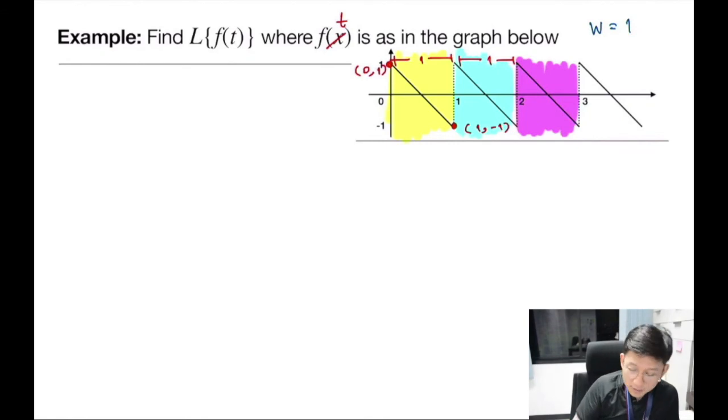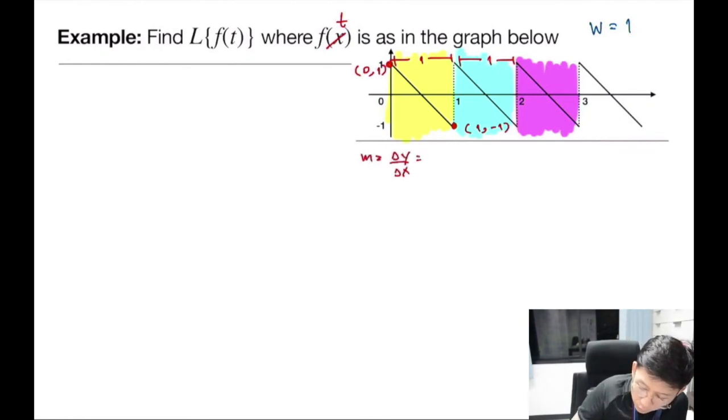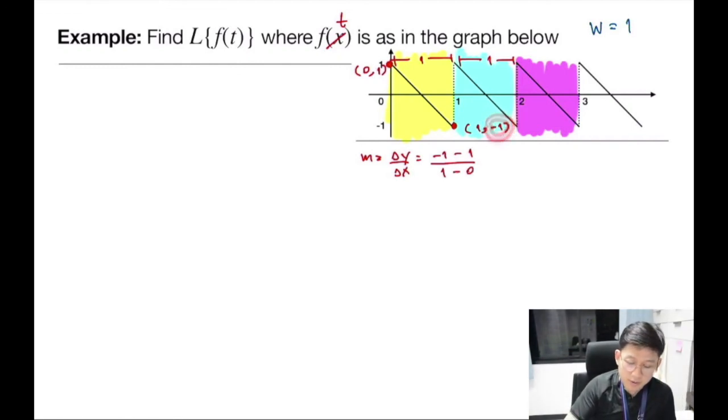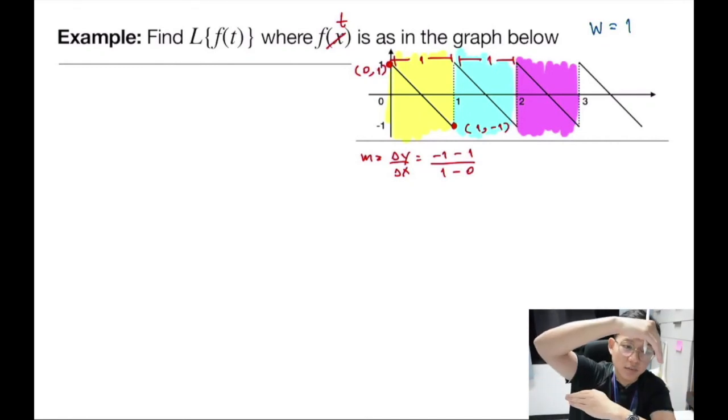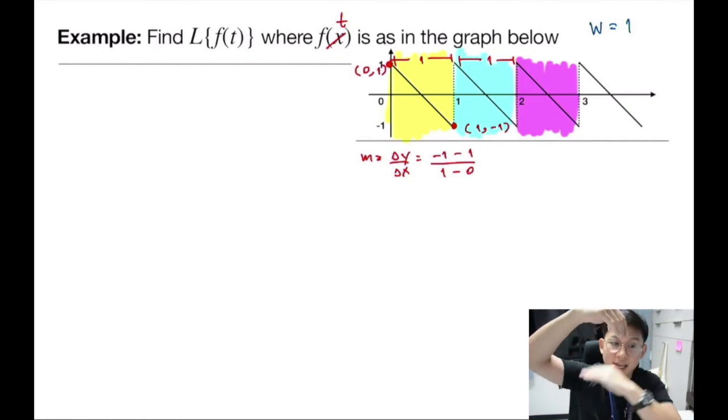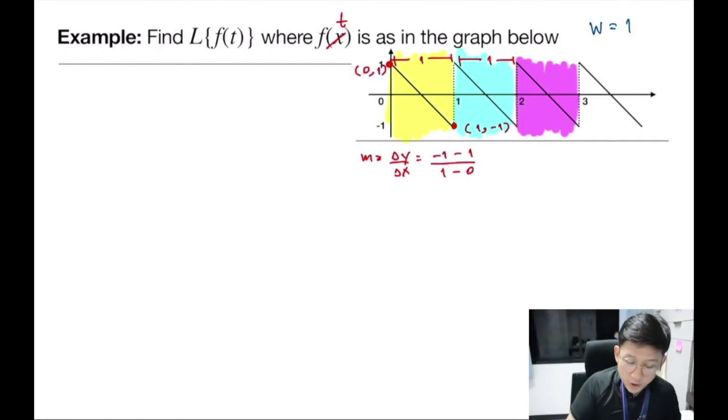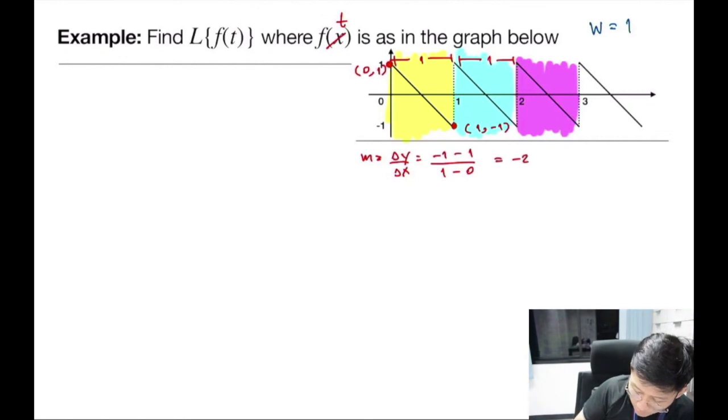Okay, and then I'll find m again. M is delta y divided by delta x, and that will be minus 1 divided by delta x, which is 1 minus 0. I get minus 1 here, minus 1 here, and 1 here, minus 0. That's delta x. Delta y is y of one point minus y of the other point, and delta x is x of one point minus x of the other point. So we get minus 2.